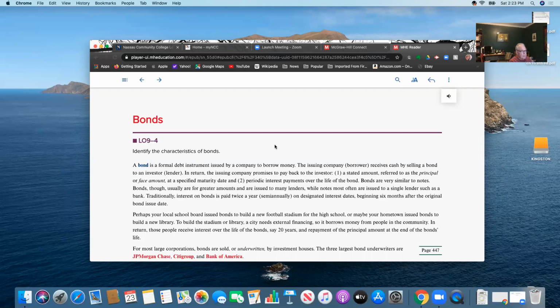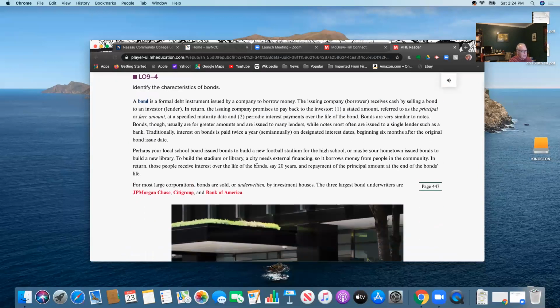How is a bond different than that? A bond is a security. A bond is something that is sold to the public. Just like stock can be sold to the public, bonds can also be sold to the public. The term that they use is underwritten. The three largest bond underwriters are JP Morgan, Citigroup, and Bank of America.